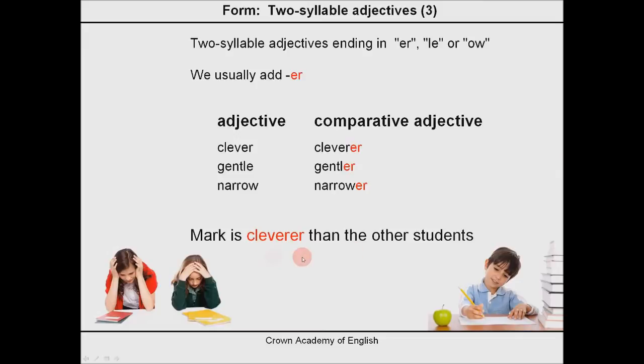Mark is cleverer than the other students. Cleverer. So clever is another word for intelligent. Intelligent. Okay?